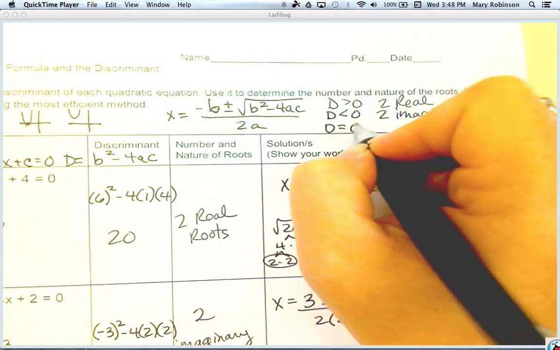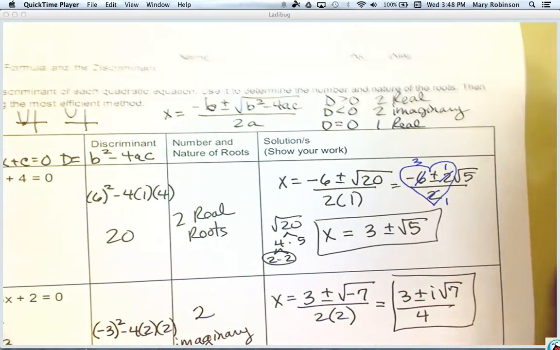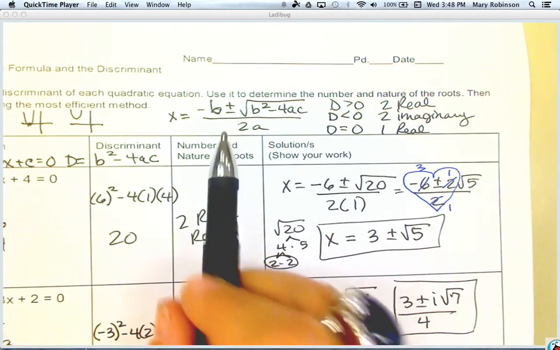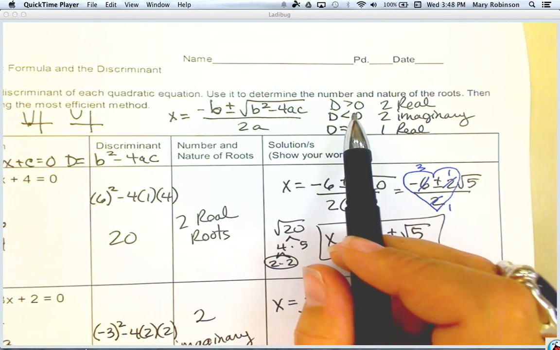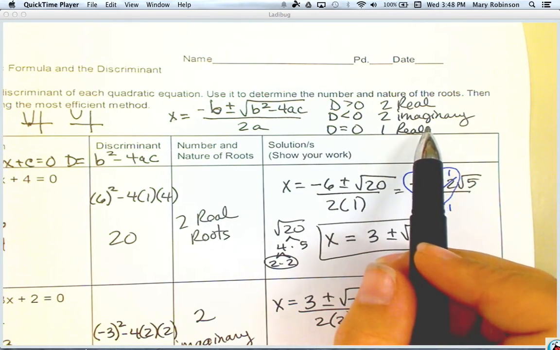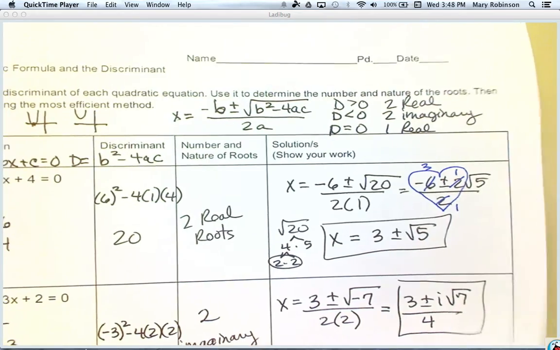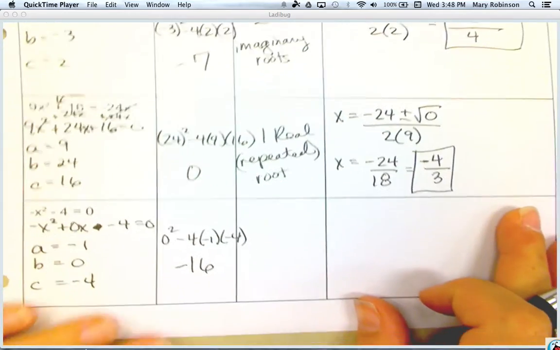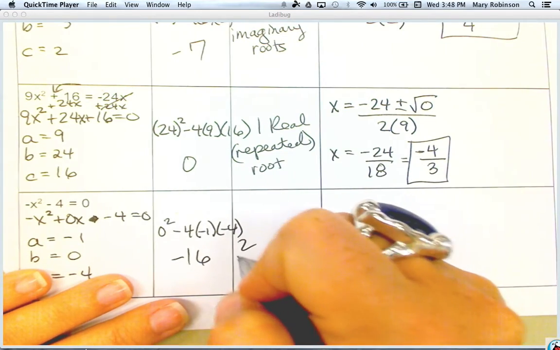And when D equaled 0, we had 1 real root. Okay? So this is what you really need to know. Memorize your quadratic formula, and memorize that if your discriminant is positive, you have 2 real, negative, 2 imaginary, and if your discriminant equals 0, then it will be 1 real. So to finish this one up, because it's negative, we're going to have 2 imaginary.